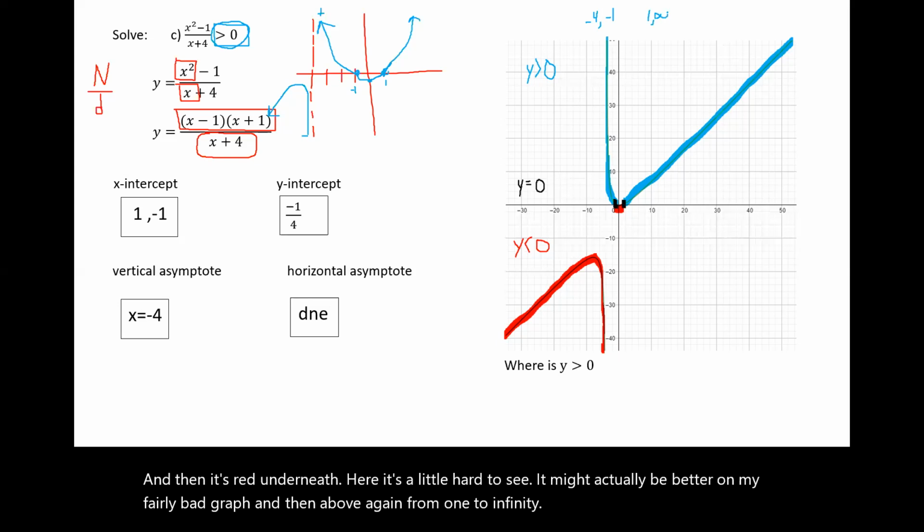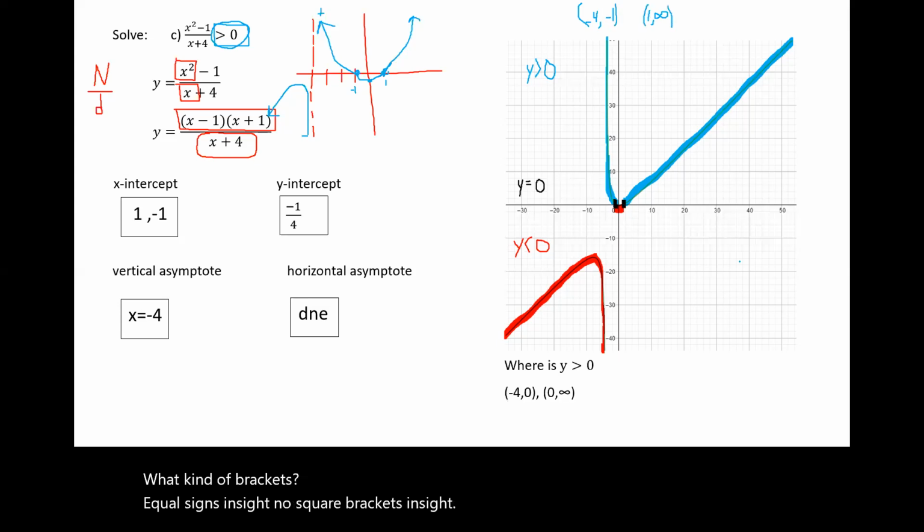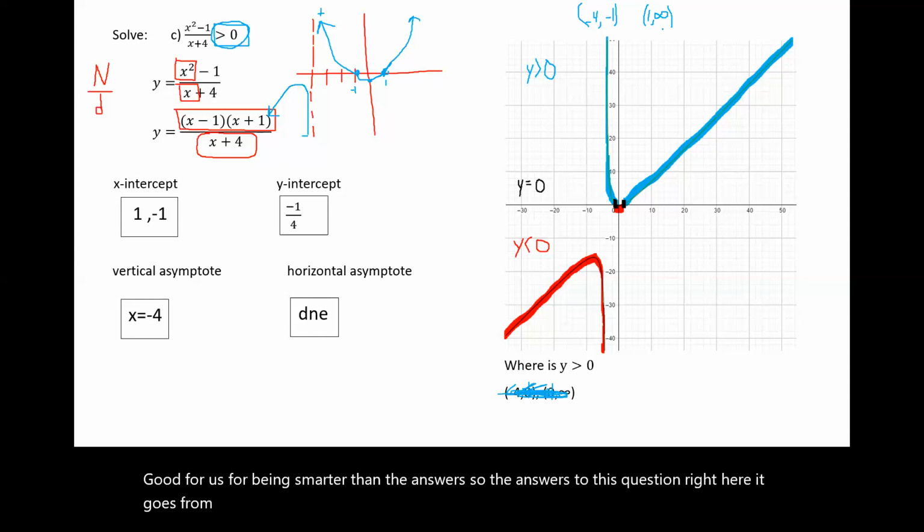What kind of brackets? No equal signs in sight, no square brackets in sight. So let's check that answer, and that's not actually right. Huh. Oh, good for us for being smarter than the answers. So the answer to this question right here goes from -4 to -1 and from 1 to infinity. And again, you might be able to see it better here. Positive in here, positive in there.